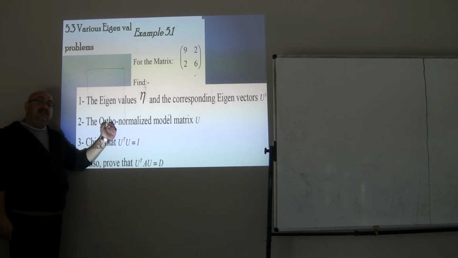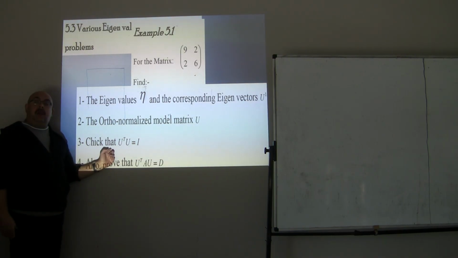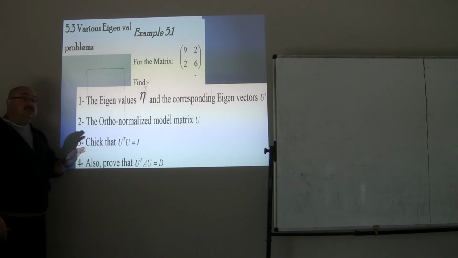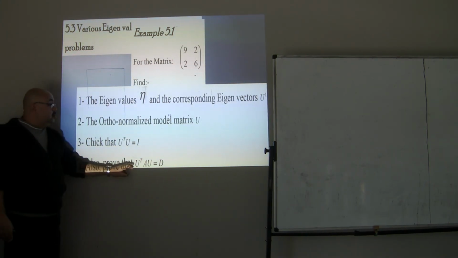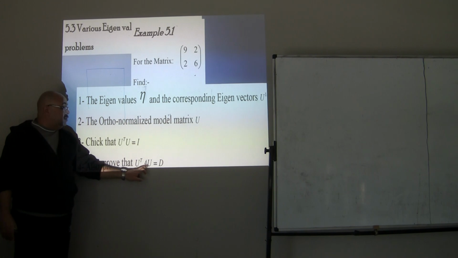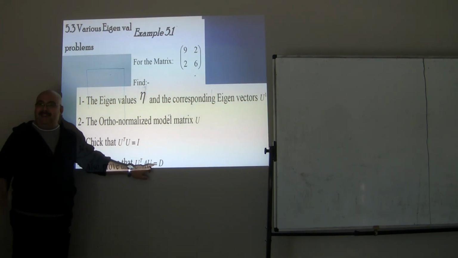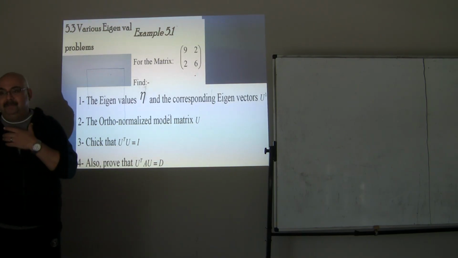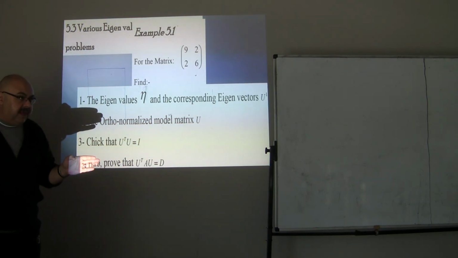So after you find this matrix, this check will lead to U transpose times U equal to I. Please concentrate on it. And if you compute U transpose times A times U, you will end up with a diagonal matrix, and that was our goal from the beginning. So, very happy that you came here.